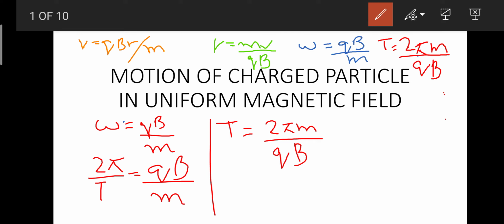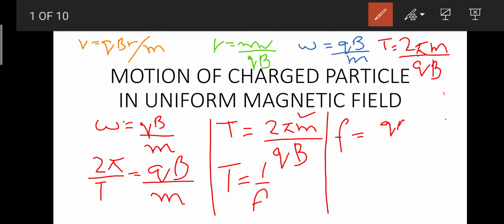Frequency: we know that time period is basically the reciprocal of frequency. So if I want to calculate the value of frequency, it would be the inverse of this value. So I can write qB divided by 2 pi m.